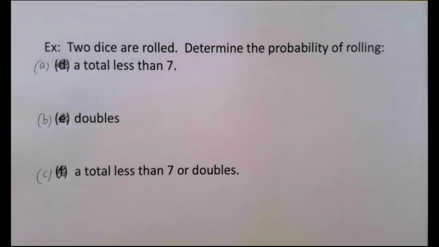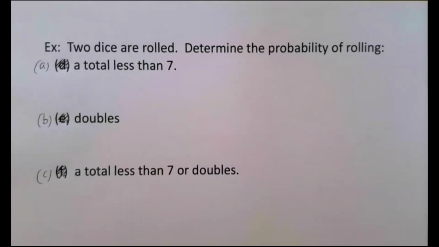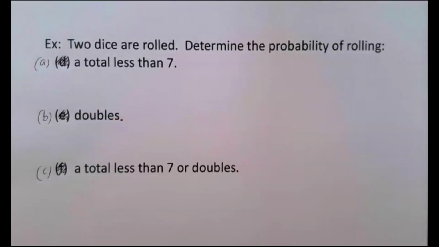Two dice are rolled. Determine the probability of rolling a total less than 7. Or determine the probability of rolling doubles. And then in part C, what's the probability of rolling a total less than 7 or doubles? So this is a very good time for you to pause the video and try these three.